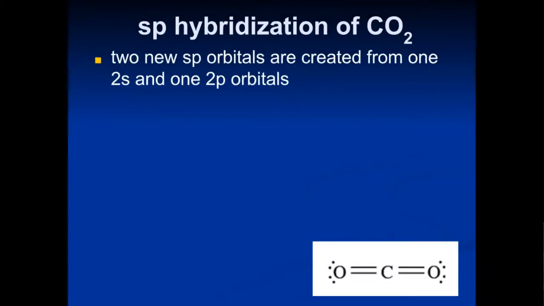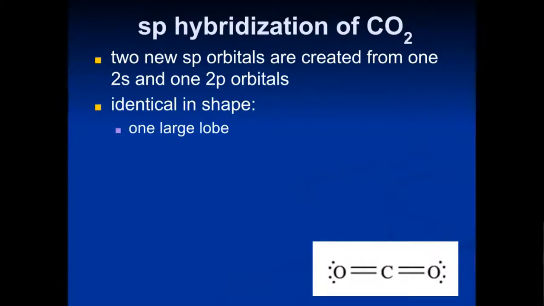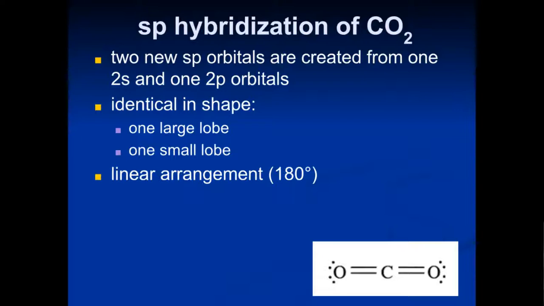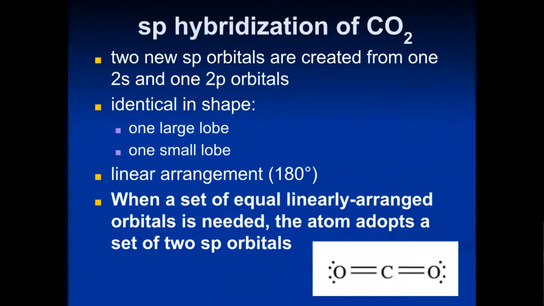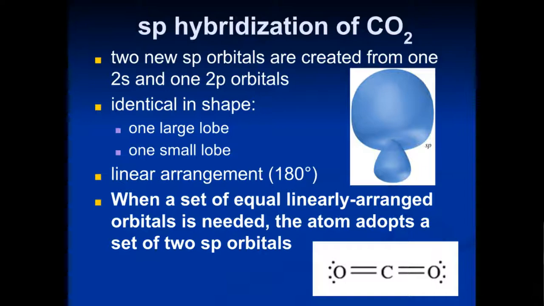Now CO2, carbon has 2 bonds coming out of it. So we only need to make 2 bonds, and they're in a linear arrangement. So I'm only going to mix 1 of the s orbitals and 1 p orbital to make 2 identical orbitals. Okay, they'll have a linear arrangement, 180. So if I need to make 2 bonds, 2 linearly arranged orbitals, I use sp hybridization. Same shape, because it's still mixing an s with a p.